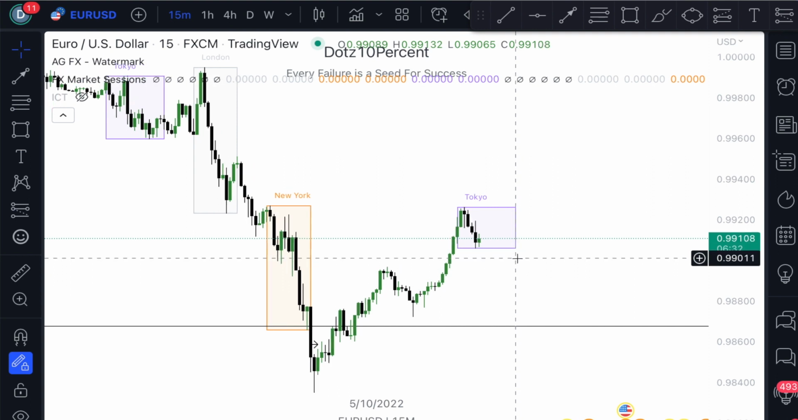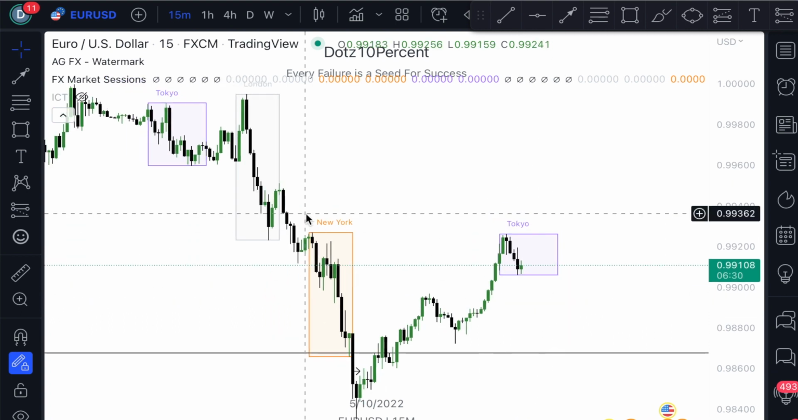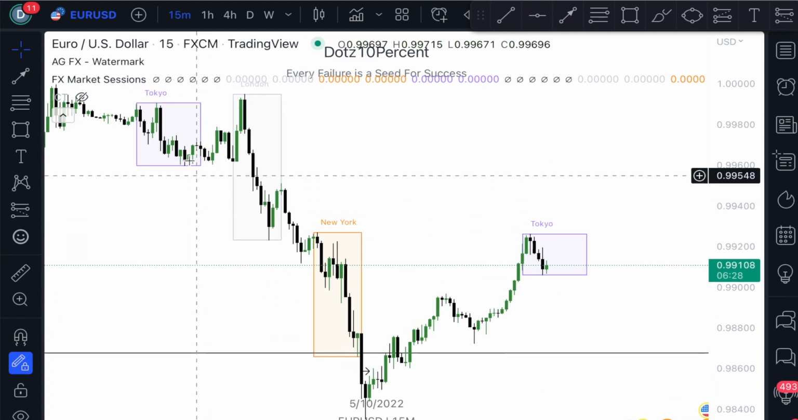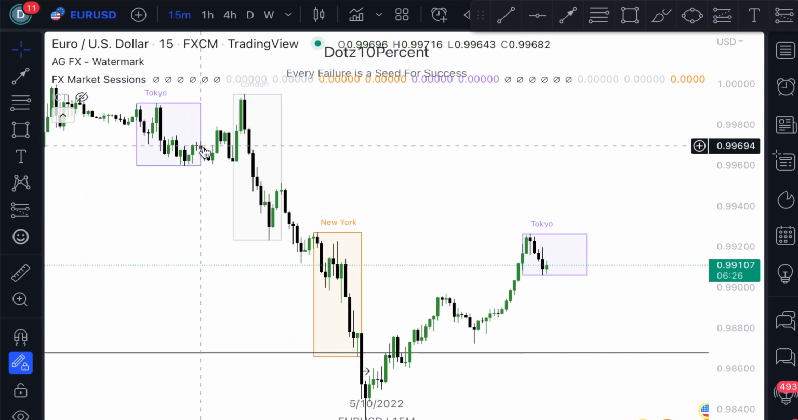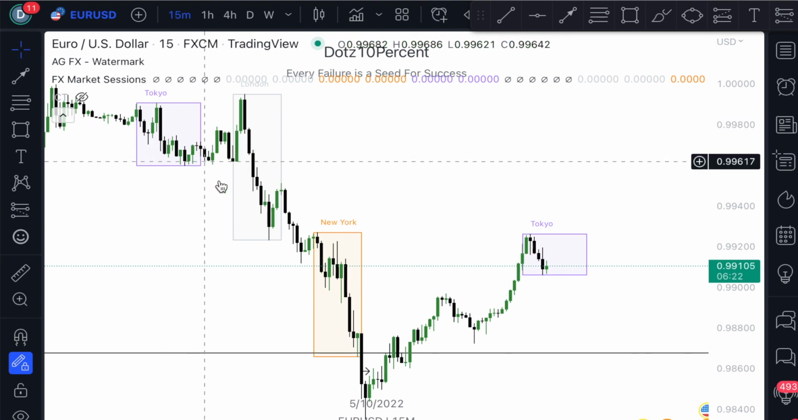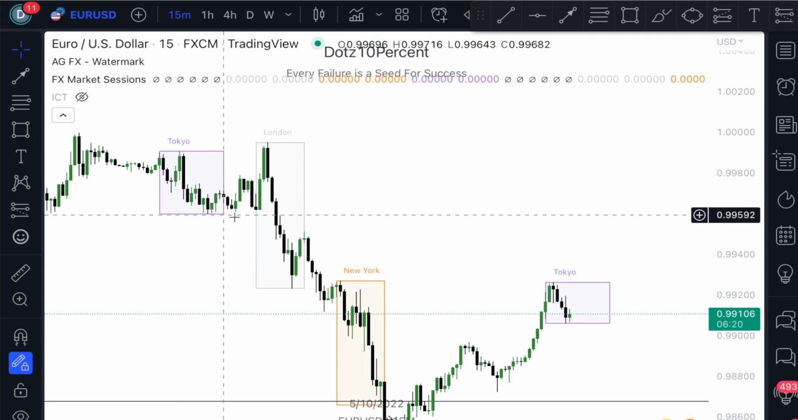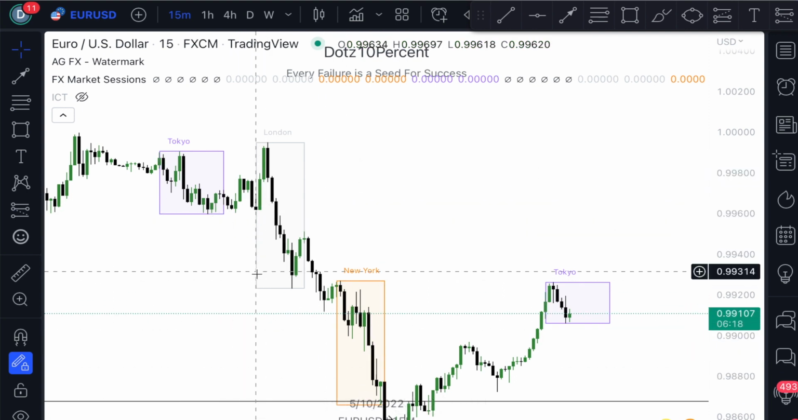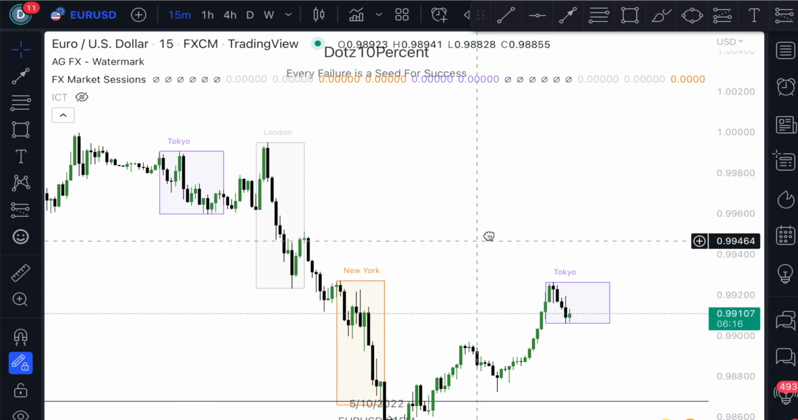So the New York midnight price that I'm always on about is very easy to identify, because we know it's down here. Once this Asia range ends, we have a New York midnight price, of course, with the previous day's price action. So cool.